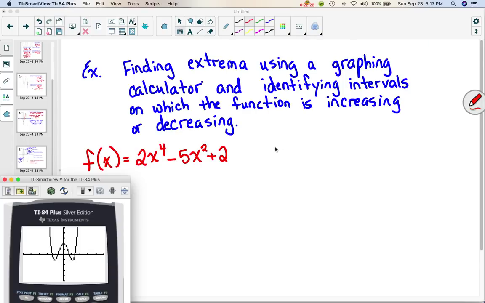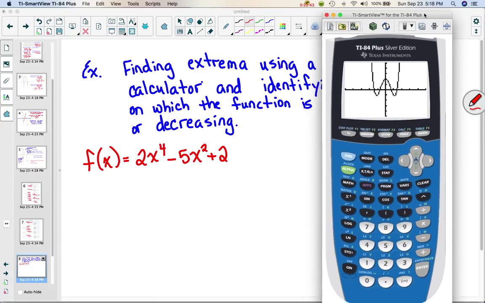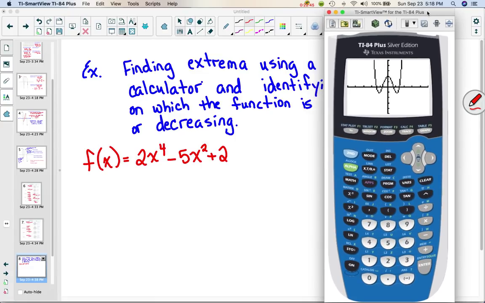Okay, so now let's talk about finding extreme values using a graphing calculator and also identifying intervals on which the function is increasing or decreasing. So you might want to pause the video and take a minute to put this in your calculator so you can make sure that you understand how to do this. I already have it in there, so I'm just going to kind of pull this over so I can use that. Okay, so I've already actually typed in the function.